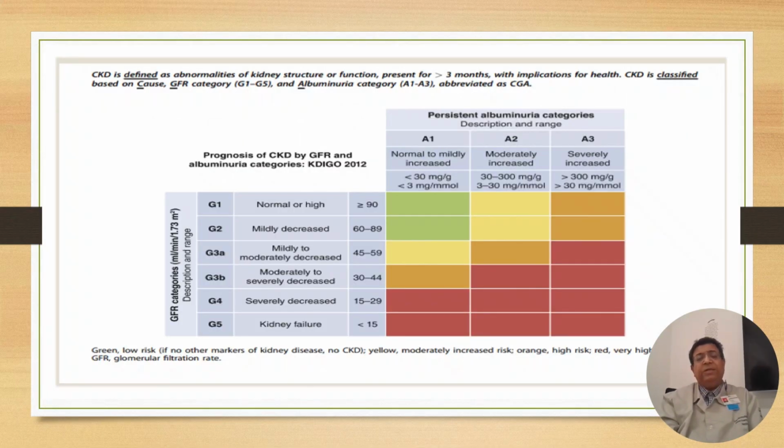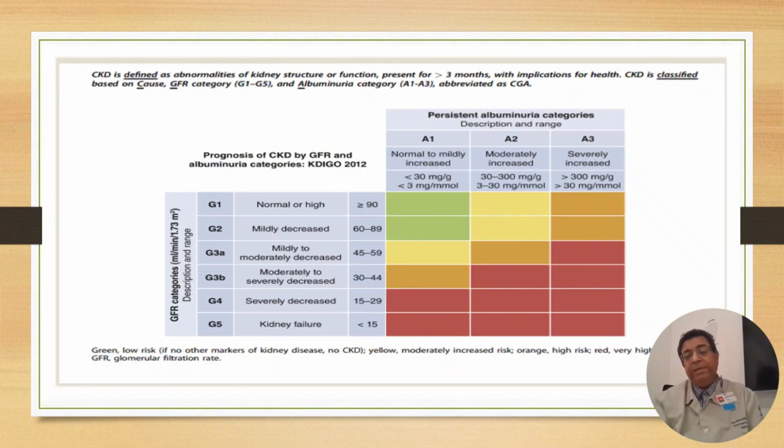So this is just a quick snapshot of chronic kidney disease. We all know there are five stages of chronic kidney disease. Normal is a GFR of greater than 90. Mildly decreased is GFR of 60 to 89. Mildly to moderately decreased is 45 to 59. Moderately to severely decreased is 30 to 44. Severely decreased is 15 to 29. And less than 15 is stage 5 chronic kidney disease.